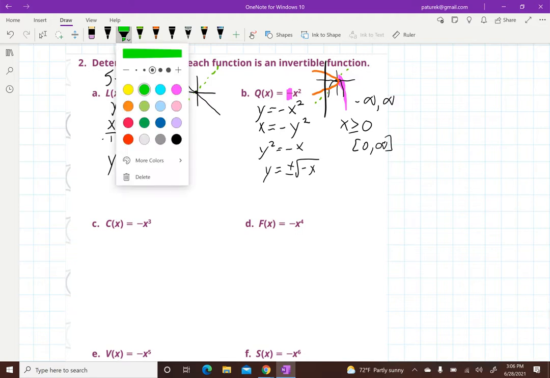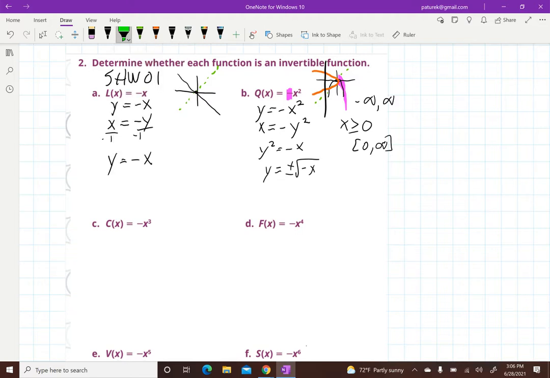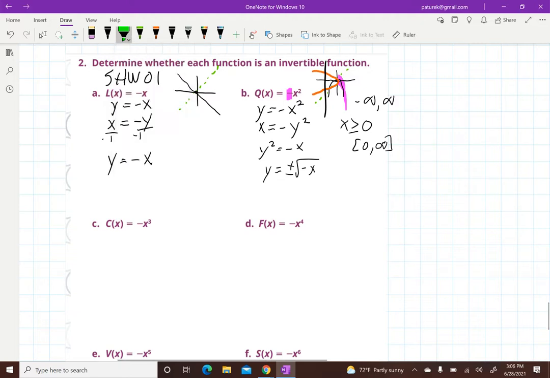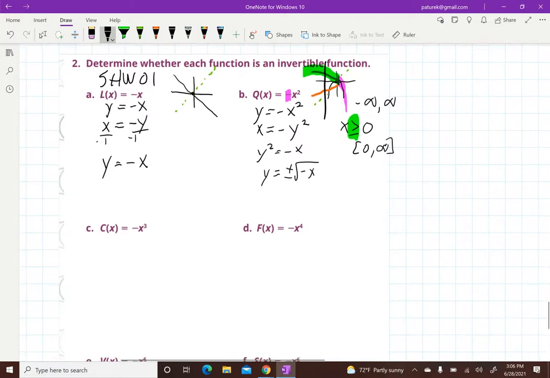I am attempting to highlight that. So the purple for the original one and the green for the inverted function. But that's only after you restrict x to make it invertible. Since it was not restricted on this homework assignment, it is not invertible.